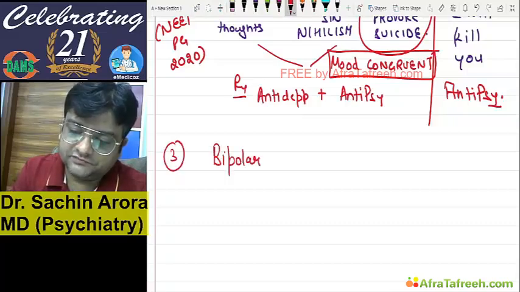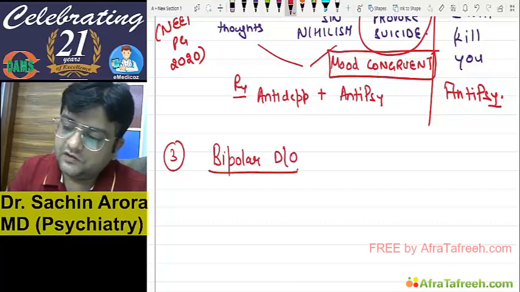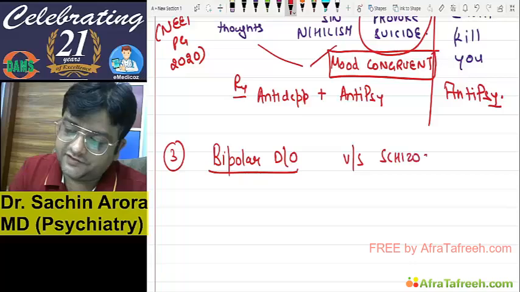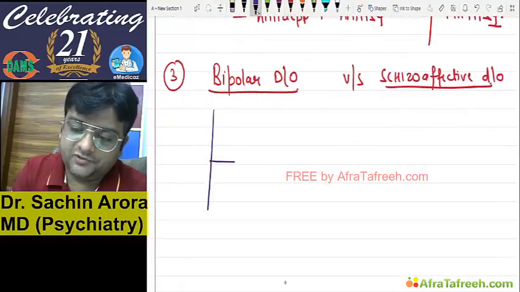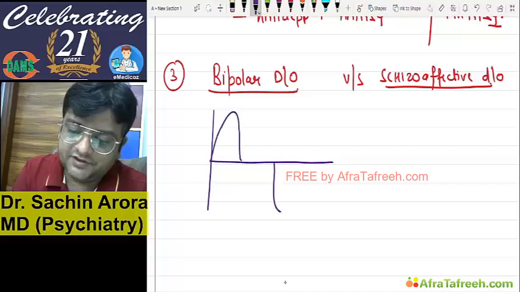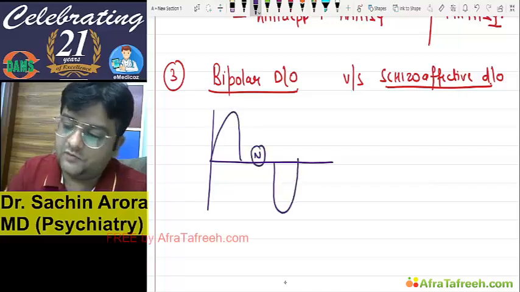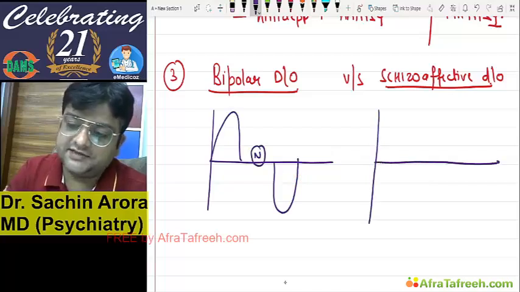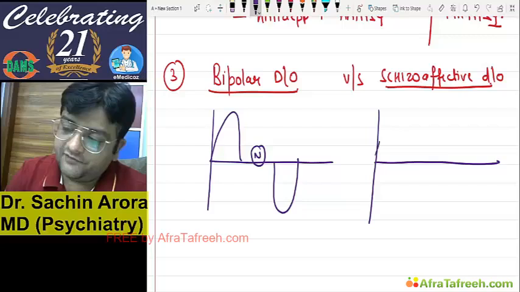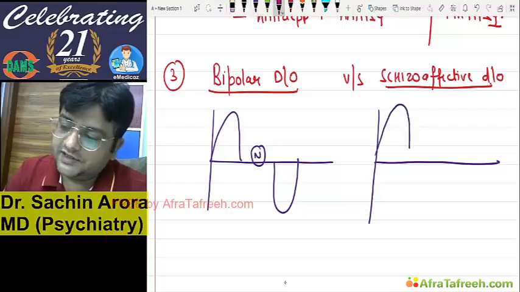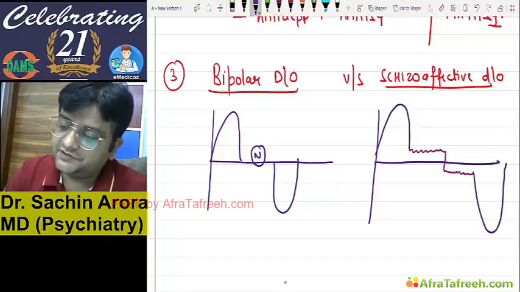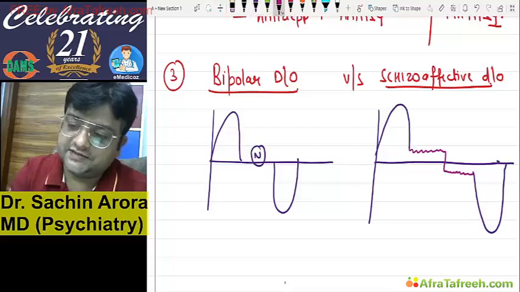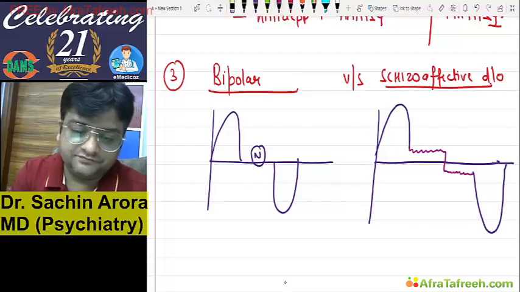Third case: bipolar disorder versus schizoaffective disorder. Have a look here. A bipolar disorder will have manic symptoms, depressive symptoms, and in between the period is normal. On the other hand, a schizoaffective disorder will have manic symptoms, then in between psychotic symptoms, and then depressive symptoms. So this is a bipolar affective disorder.